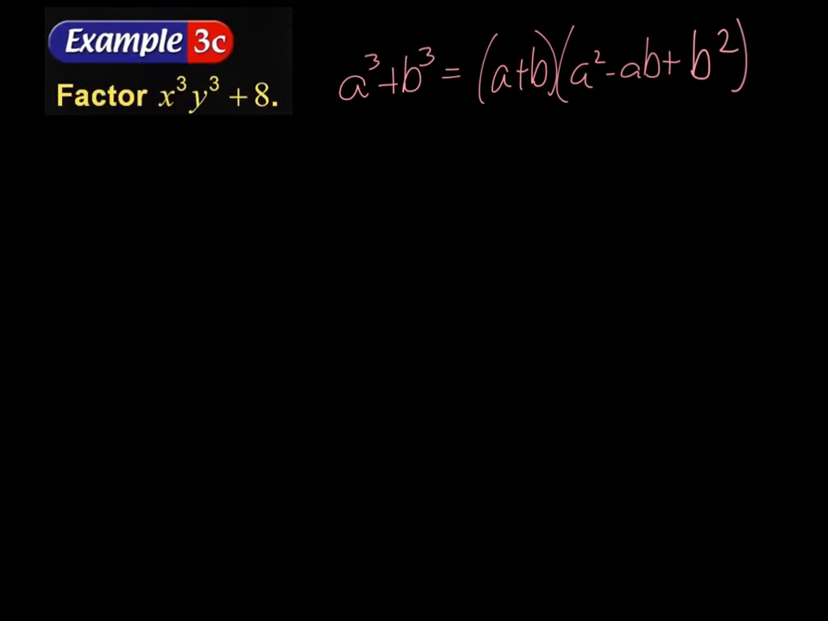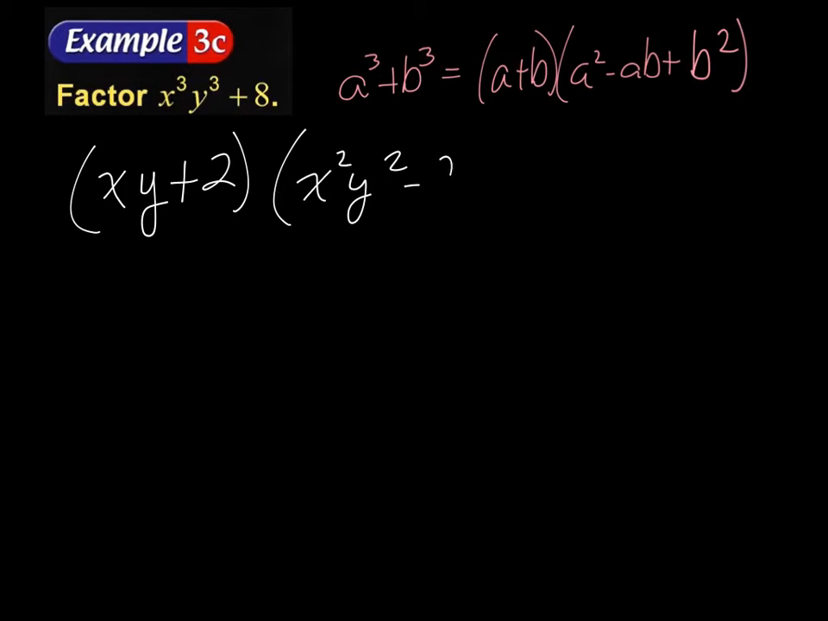Now, this is the new factoring pattern that we had not done in Algebra 1, the sum of cubes. So I can see that the cube root of x cubed y cubed, that's going to be my a in the factoring pattern, is going to be xy. Cube root of 8 is 2, so that's my b. And so I need the first term squared minus the product and the second term squared, and that is factored.